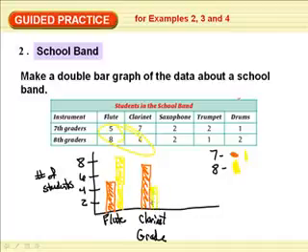Okay, and you guys continue on. You have the saxophone, you have the trumpet, and the drums. You go ahead and finish your graph on that. It's just a nice double bar graph. The nice thing about a double bar graph is it can compare 2 sets of data. So that's the advantage of having a double bar graph.